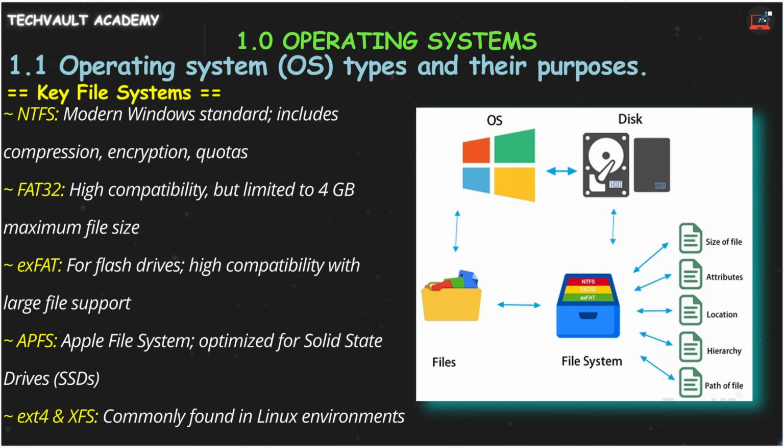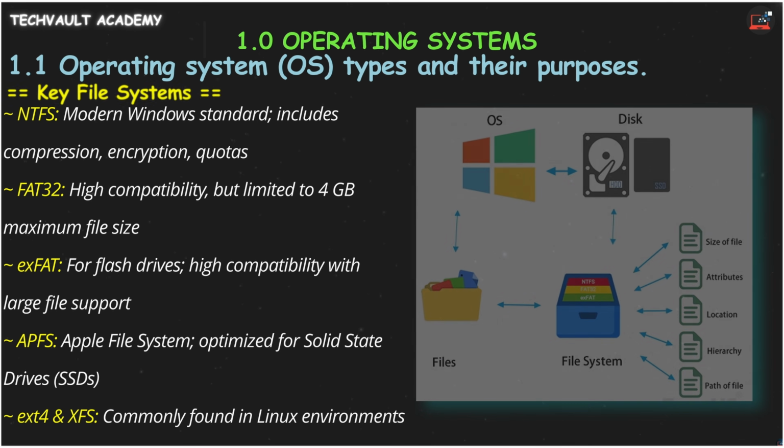exFAT solves that problem. It was designed for flash drives and allows for much larger files while maintaining that cross-platform compatibility. APFS is the Apple file system, optimized for the solid-state drives found in modern Macs and iPhones. And in the Linux world, you'll commonly find ext4, while high-performance Linux systems often use XFS for its ability to handle very large data functions efficiently.